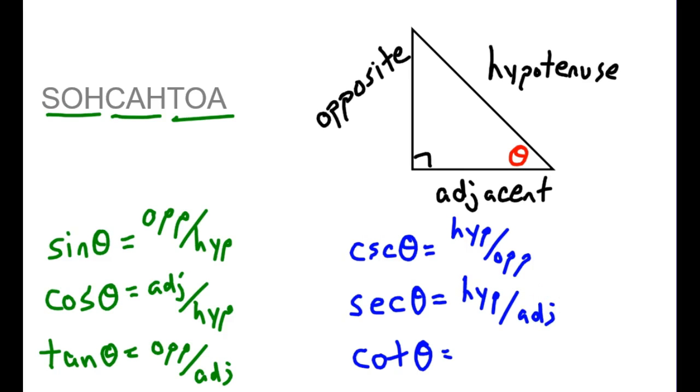Finally, cotangent is related to tangent. Those are reciprocals as well. So cotangent of theta is going to be equal to the adjacent side divided by the opposite side. So we are going to be working with all 6 of these trig ratios. These only work if we are talking about right triangles.